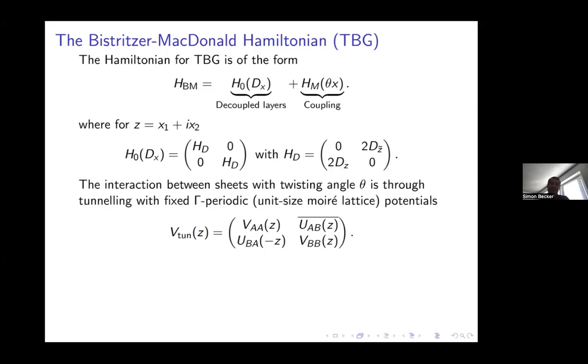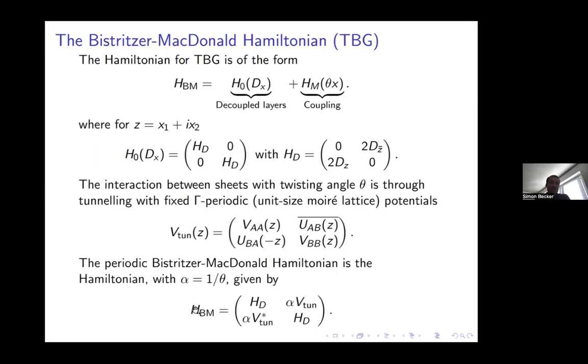If I'm in this AA region, remember there was this AA and AB stacking. AA stacking meant similar atoms on top of each other. AB meant quite the opposite. And so my tunneling is given by some effective potential, essentially telling me the hopping amplitude to move from the upper to the lower layer in these particular regions. So that's the idea of this Hamiltonian.